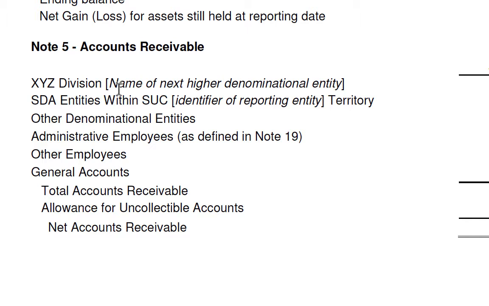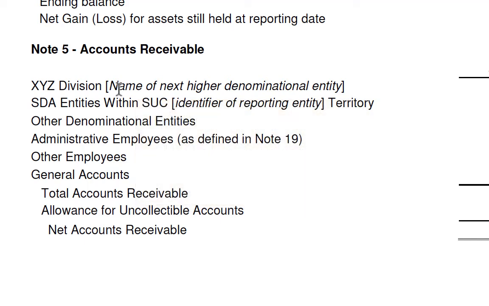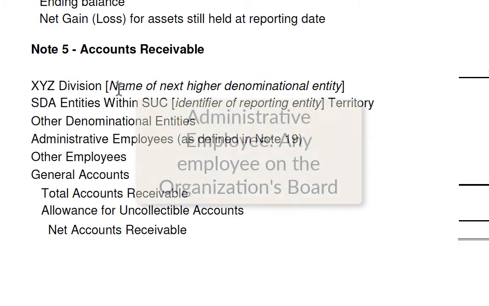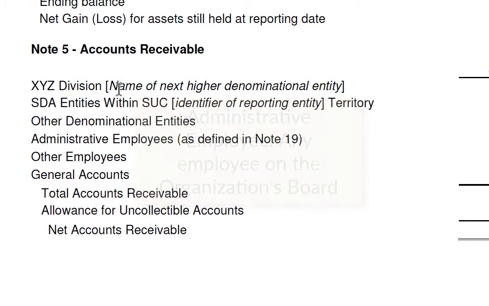Well, the accounting manual further describes the administrative employees as being related parties. Okay? An administrative employee, as a quick rule of thumb, if they are a board member, if they're on the executive committee, they are related parties. So if we have a receivable from any board member, that needs to be shown separate from other employee receivables. Okay?